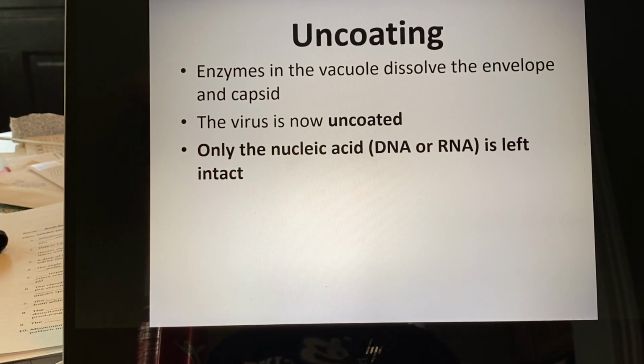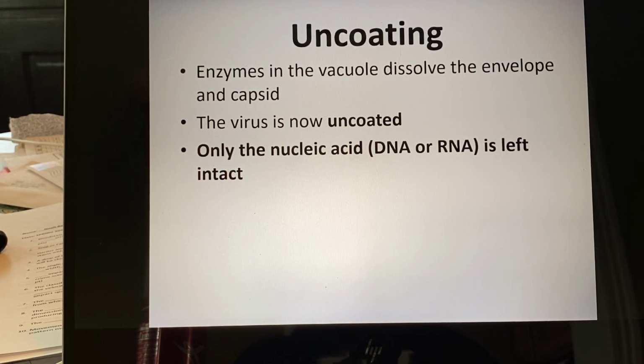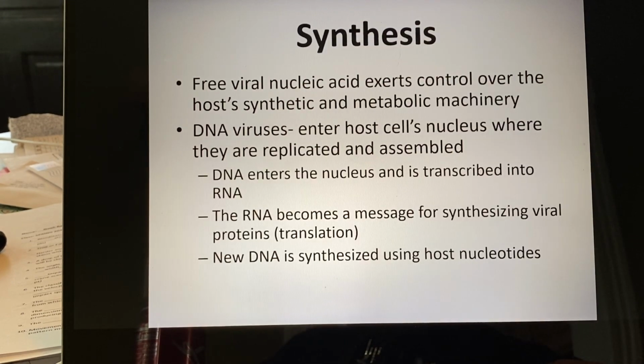Okay, uncoating is basically the virus getting naked. Once it's inside the cell, it needs to free up its nucleic acid, whether it's DNA or RNA. And so the capsid dissolves, the envelope dissolves, the spikes dissolve, and now you have the free nucleic acid of the viral genome inside the cell.